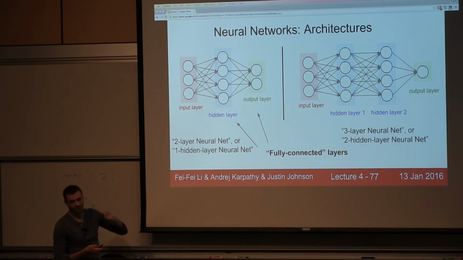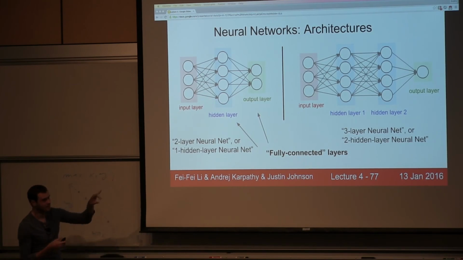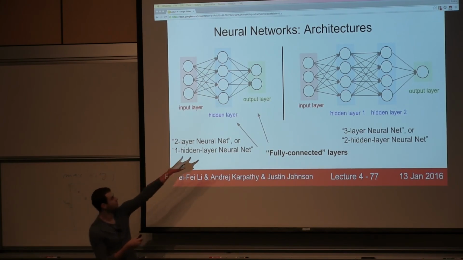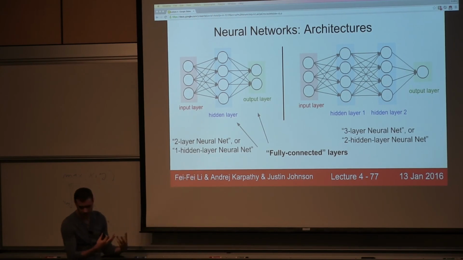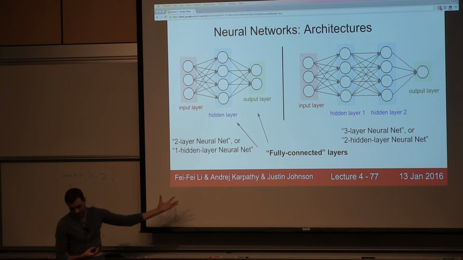When you want to count the number of layers in a neural net, you count the number of layers that have weights. So here the input layer does not count as a layer because these neurons are just single values. They don't actually do any computation. So we have 2 layers here that have weights. So it's a 2-layer net. And we call these layers fully connected layers.